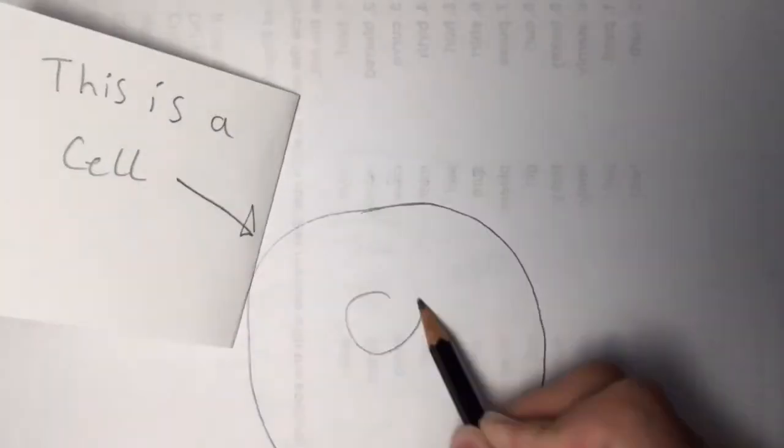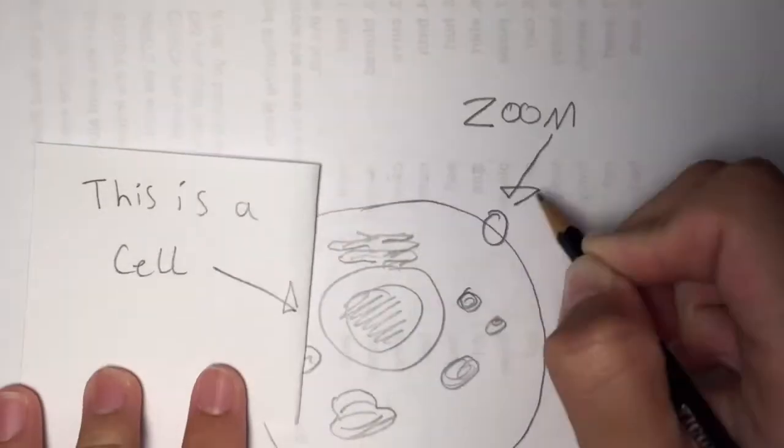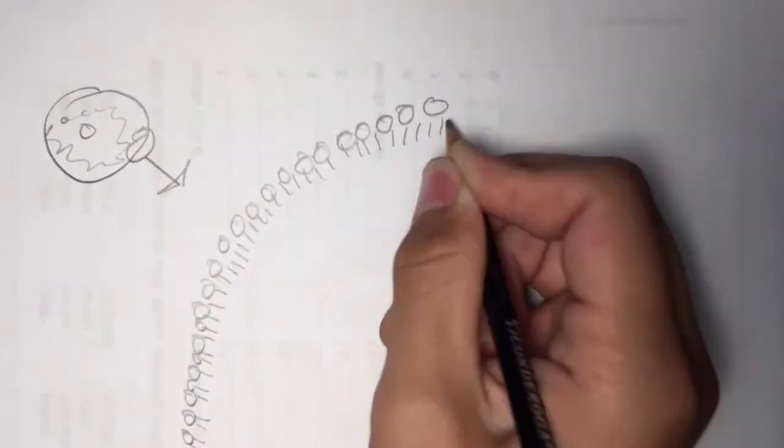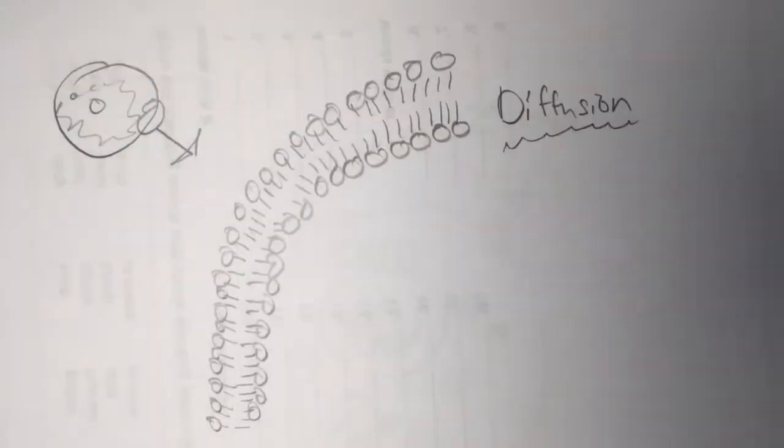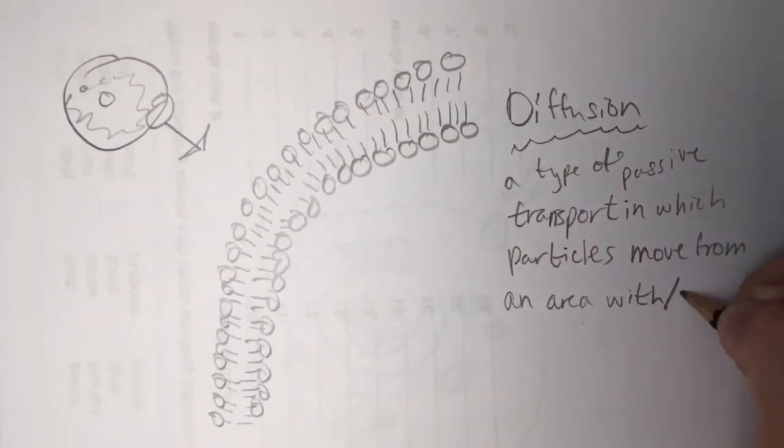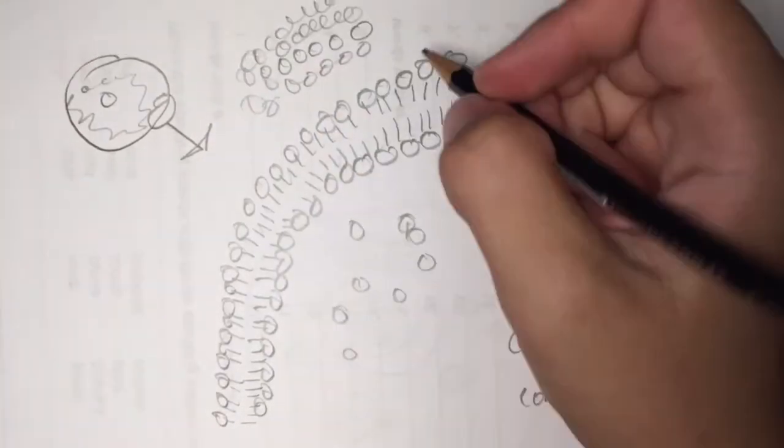This is a cell. Let's zoom in on this section. This is a cell membrane. Diffusion, a type of passive transport in which particles move from an area of high concentration to a low concentration.